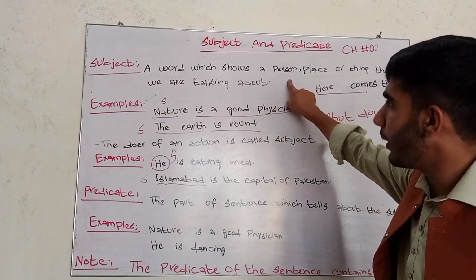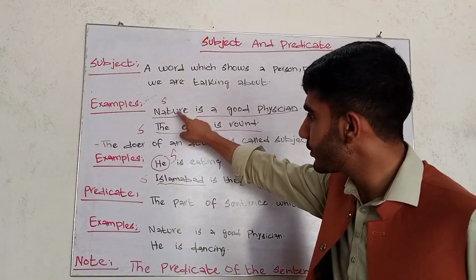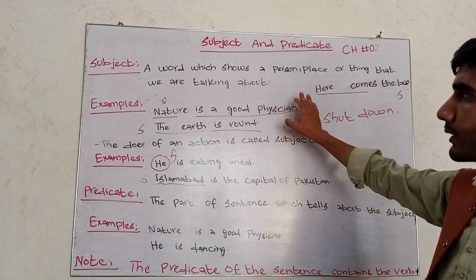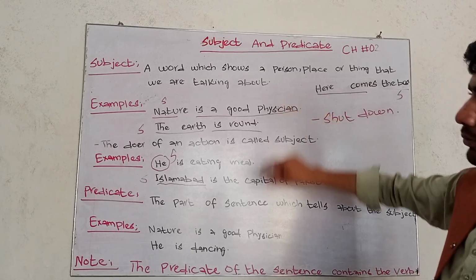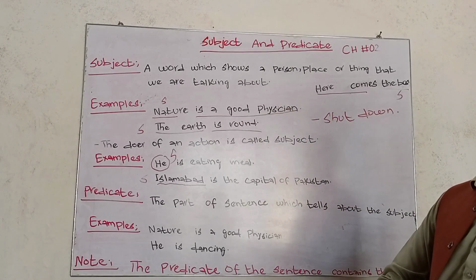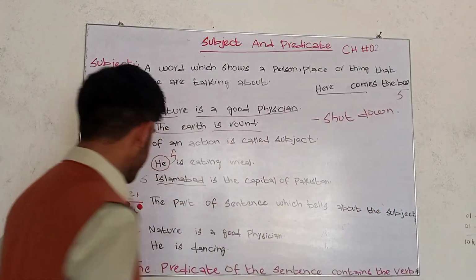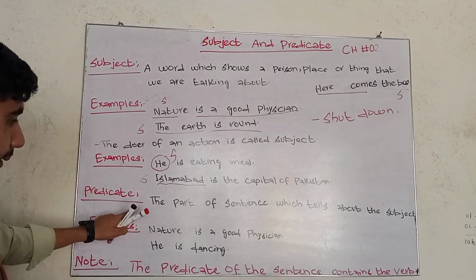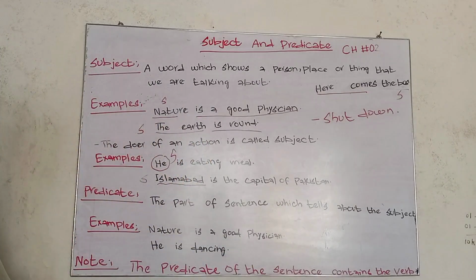Okay, so what is a subject? A word which shows a person, place, or thing that we are talking about is called the subject. Whenever we are talking about two things, one is called the subject, and the second one is called a predicate. Now we will explain a predicate: the part of the sentence which tells about the subject.